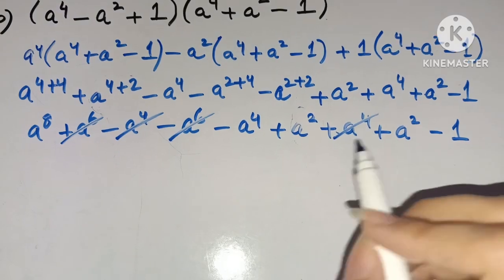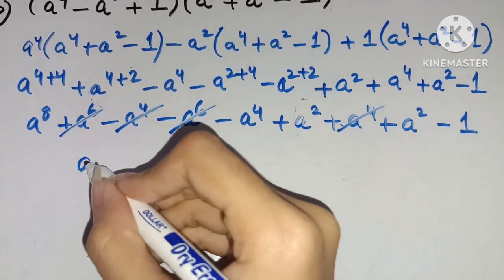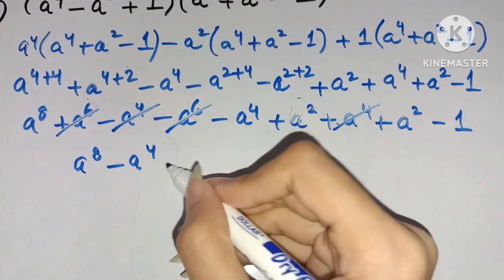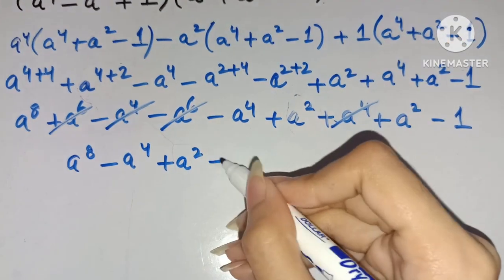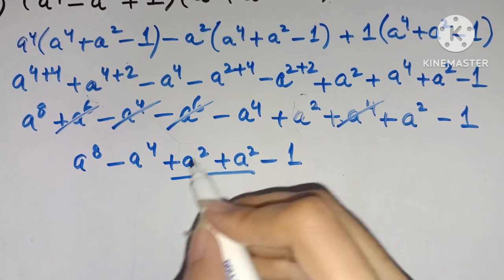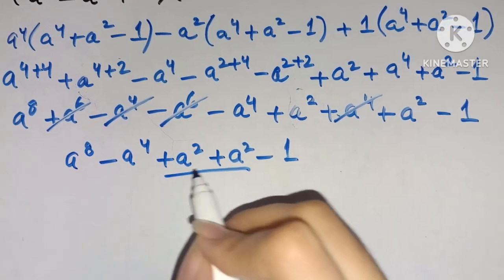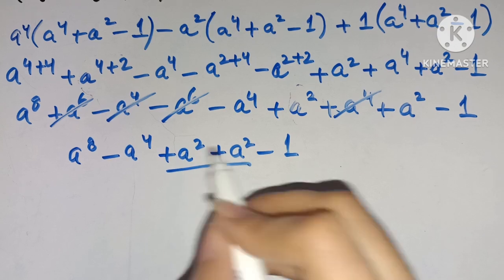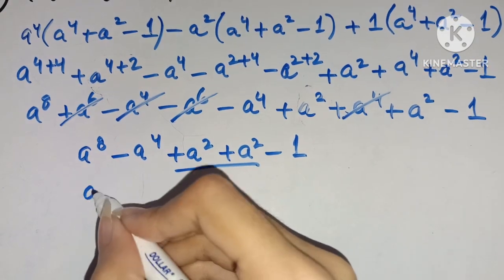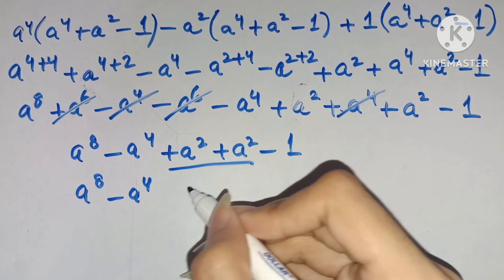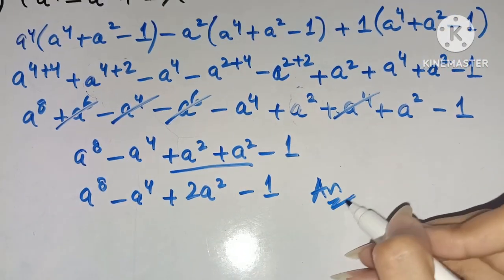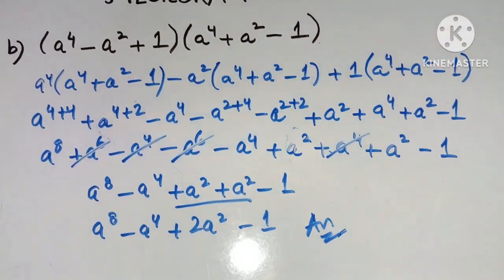And now there is nothing that we can cancel out. So we'll just write the answer. A power 8 minus a4 and plus a square and plus a square minus 1. So these both terms will be added. And a square plus a square will become 2a square because this is 1 and 2, 1 plus 1 makes 2. So a power 8 minus a4 plus 2a square minus 1 will be the answer of this question.